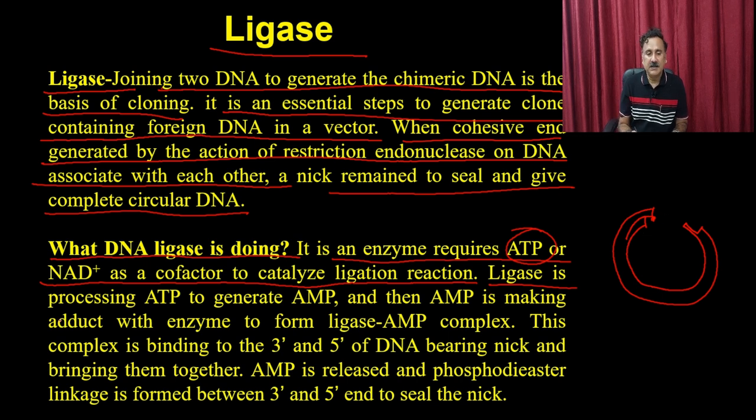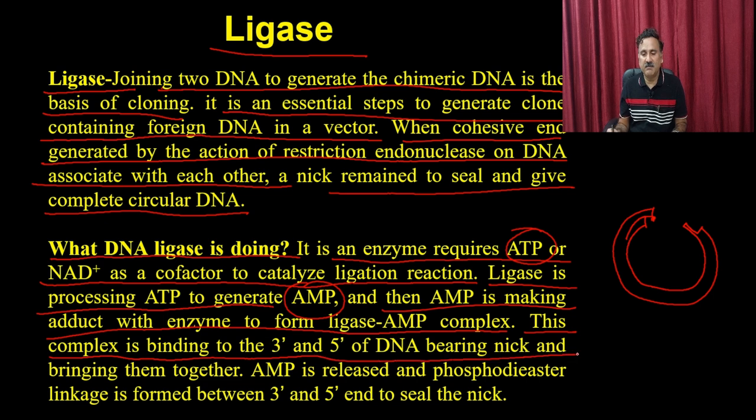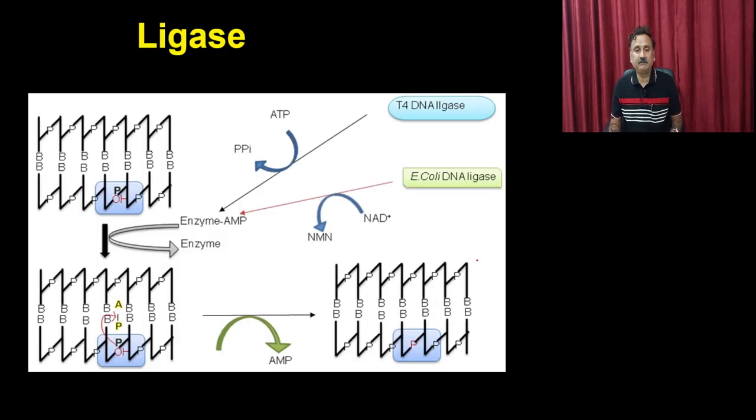So, ligase is processing ATP to generate AMP, and then AMP is making an adduct with the enzyme to form the ligase-AMP complex. This complex is binding to the 3 prime and 5 prime ends of the DNA bearing the nick and bringing them together. AMP is released and the phosphodiester linkage is formed between the 3 prime and 5 prime ends to seal the nick. This is exactly what it is going to do, right.